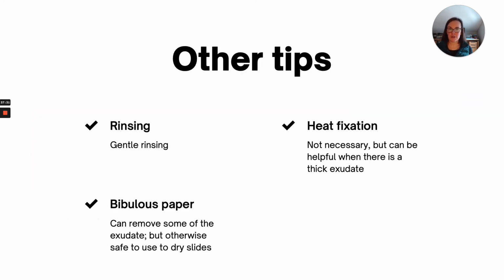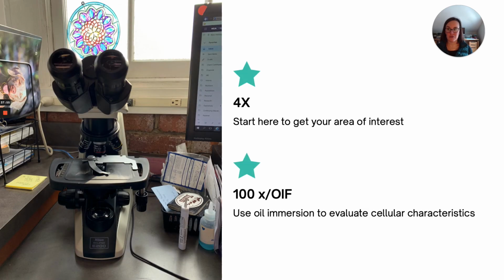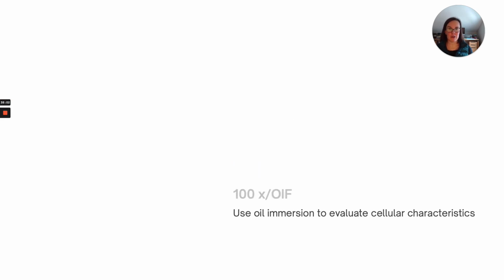Other tips, I don't heat fix my impression smears unless there's just a tremendous amount of exudate. So if I had a really like a nodule that had a lot of exudate from it where I'm doing an impression smear of that, it's very thick. Sometimes it's useful to do heat fixation on that type of lesion. Gentle rinsing is important. And then again, I use my bibulous paper just to get me to go through faster and not have to wait for them to air dry. 4X and then oil immersion is basically what you're looking at again.